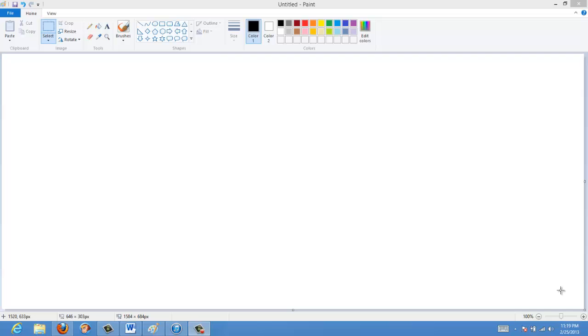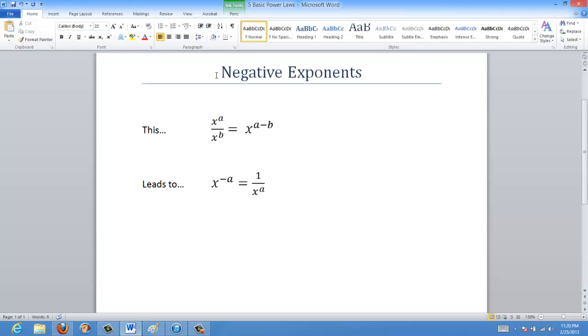Okay, so today I'm going to be doing a quick lesson on negative exponents. What we're going to do is go back to one of the power laws from the previous video, and I'm going to show how this equation can lead to this equation. Again, I'll work this by example, and then we'll take a look at some different ways that this can be applied.